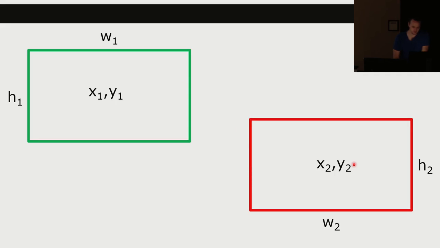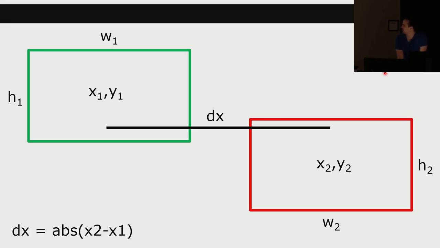Where am I going with this? If I want to tell if there is a horizontal overlap between 2 things, then I'm going to do the following calculation. I'm going to take dx, which is the distance between the centers on the x-axis, and that is just x2 minus x1, and take the absolute value of that. The reason we take the absolute value is because you never know. x2 might be to the left, it might be to the right, we're not sure. So the distance between them is just the absolute value of the difference.